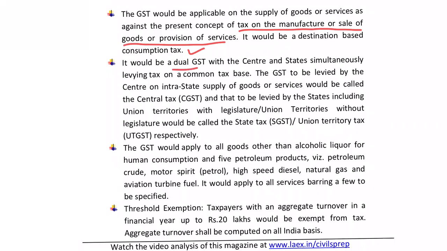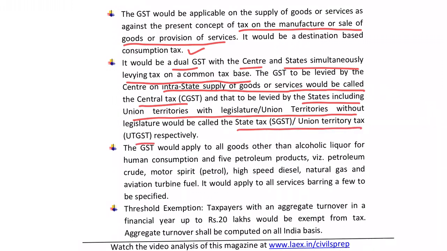It would be a dual GST, with the center and state simultaneously levying tax on a common tax base. If I am purchasing, I have to pay both central tax and also state tax. The GST to be levied by the center on intra-state supply of goods or services would be called central tax, and that to be levied by the states, including union territories with legislature or union territories without legislature, would be called state tax or union territory tax. Simple definition that is being given here.